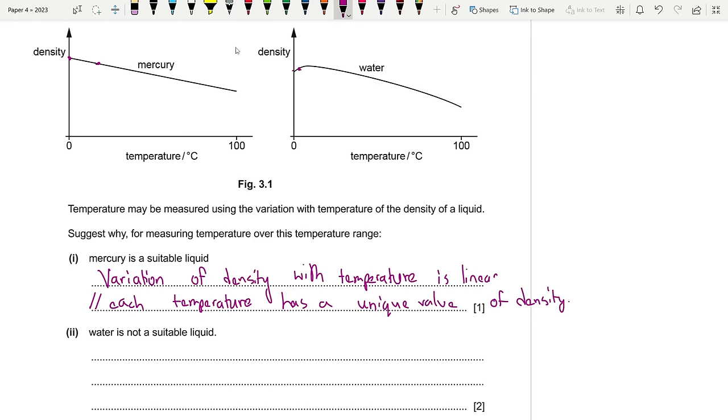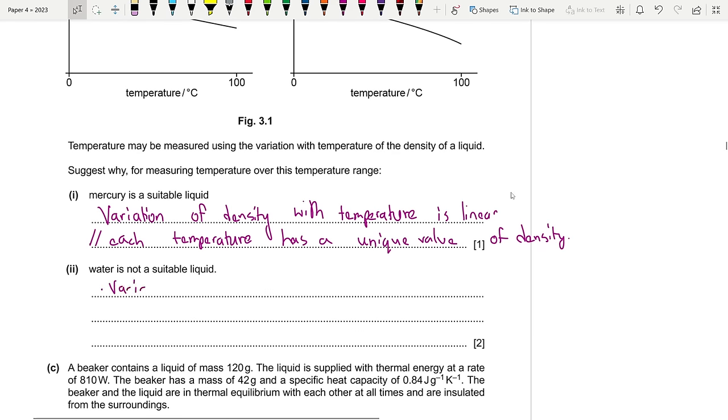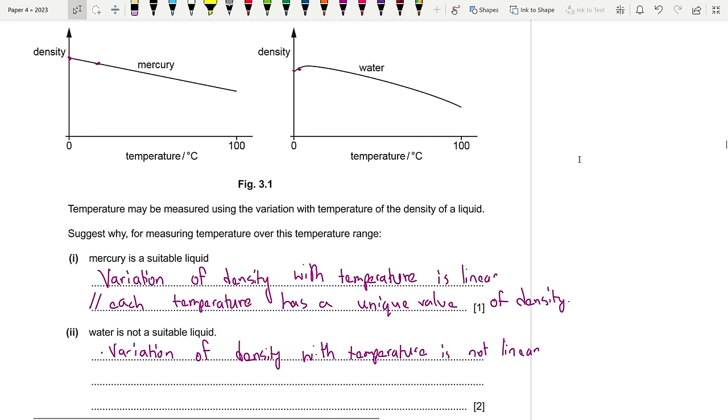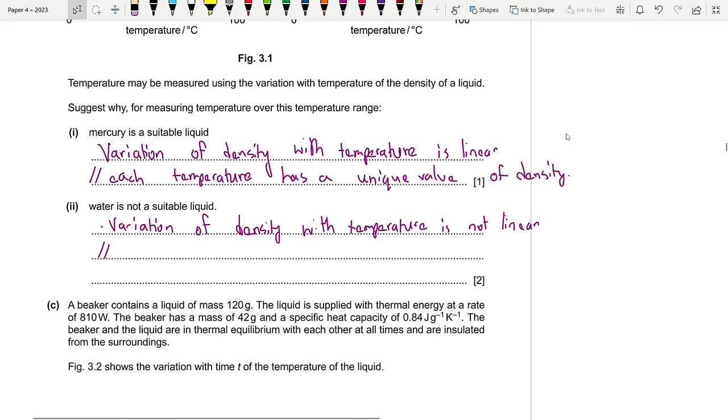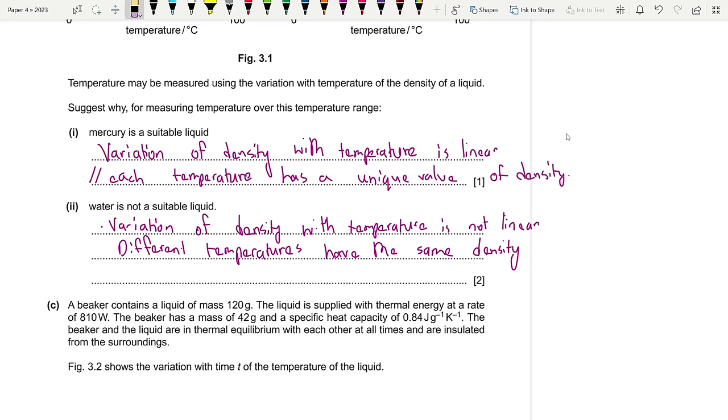On the other hand, why is water not suitable? That is also important, mainly due to the fact that it is not linear. So that's our first point, that the variation of density with temperature is not linear. Okay, that's our marking point number one. Also, they are not unique, or there are different values of temperature where the density is the same, right? So that is an alternate point, that different temperatures have the same density. Fine. Or, oh, you had to write any two from these, okay? So these were not optional, you had to write any two.